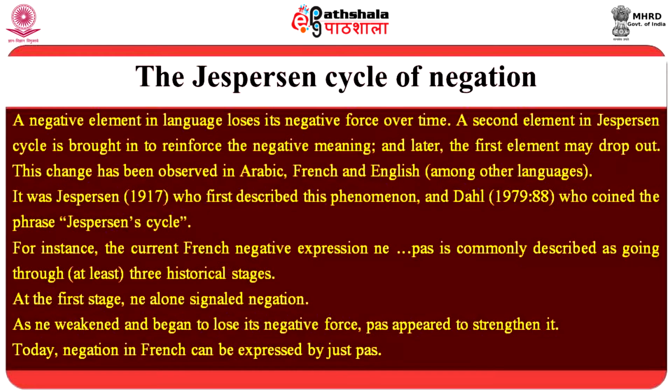This change has been observed in Arabic, French, and English, among other languages. It was Jespersen who first described this phenomenon, and Dahl who coined the phrase Jespersen cycle. For instance, the current French negative expression ne pas is commonly described as going through at least three historical stages. At the first stage, ne alone signaled negation.